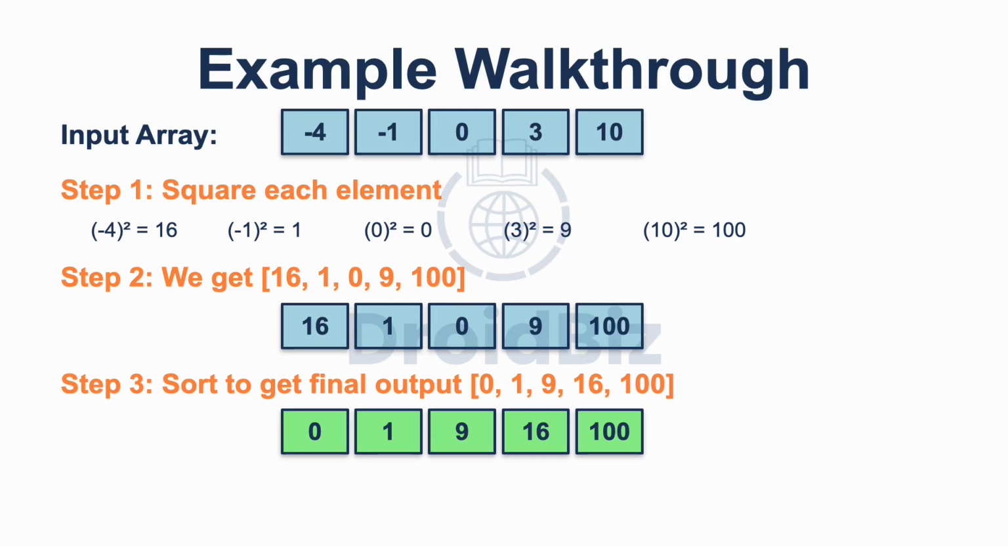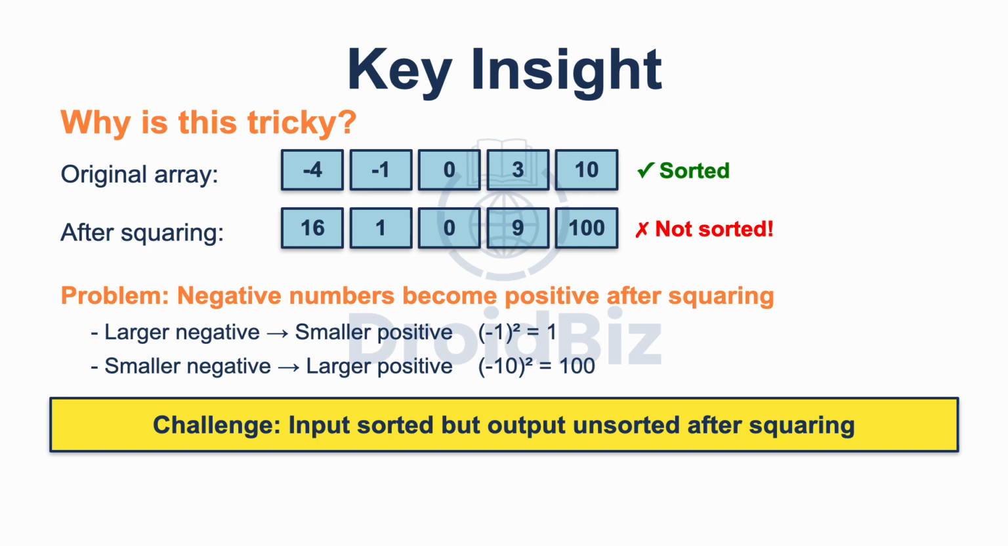Step 2. After squaring, we get the array 16, 1, 0, 9, and 100. Notice this array is not sorted anymore. Step 3 is to sort this array. After sorting, we get the final output 0, 1, 9, 16, and 100. This is our answer. Now, let's understand the key insight.